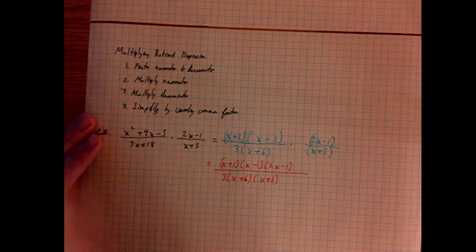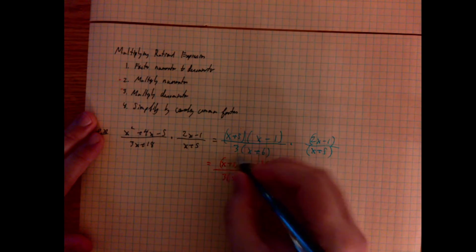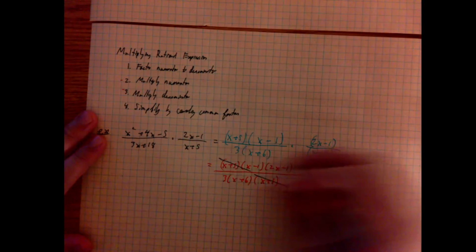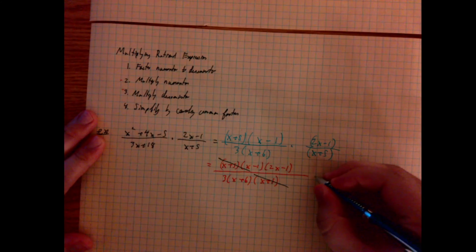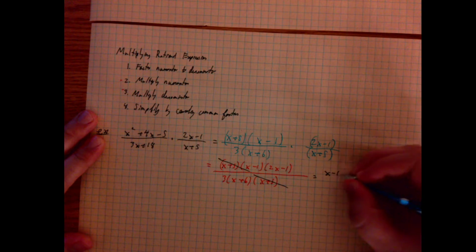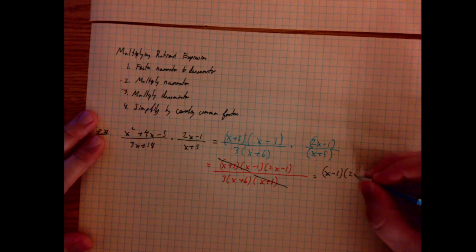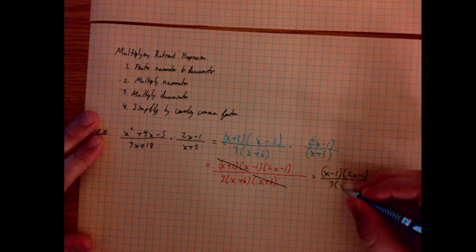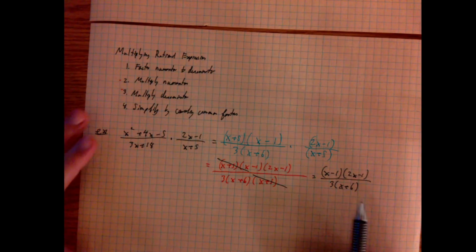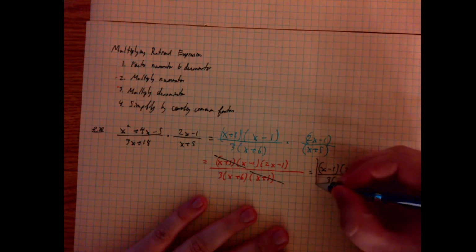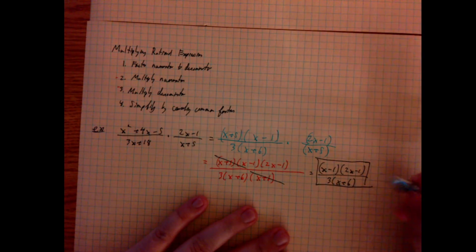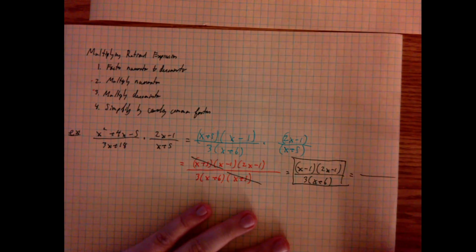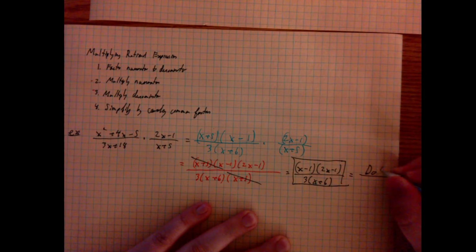Now we do the same thing we did on the previous problems. We cancel common factors and write our solution. In this case, my solution would be x minus 1 times 2x minus 1 all over 3x plus 6. Now, just like before, you have the option to stop here, or you could go on. Personally, I recommend don't.